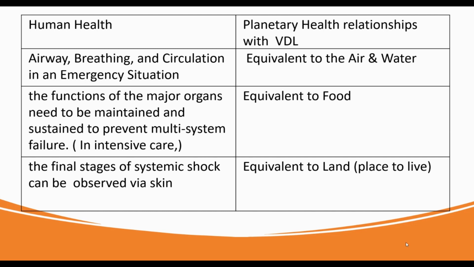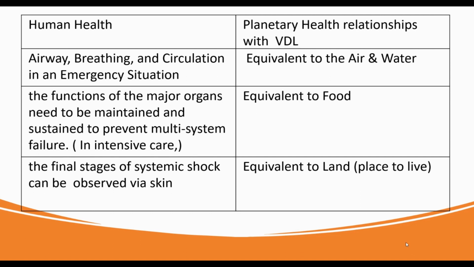In an emergency in animals, vital life signs are determined by the ABC of airways, breathing, and circulation, equivalent to Earth's air and water systems. In intensive care, the functions of the major organs need to be maintained and sustained to prevent multi-system failure.